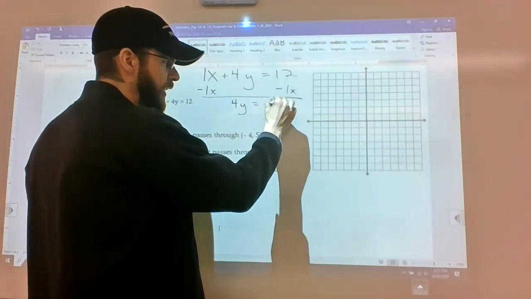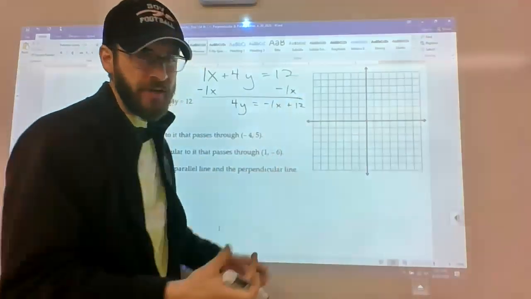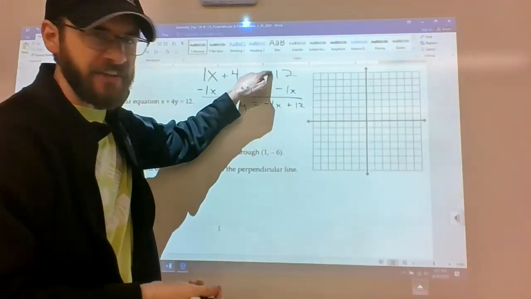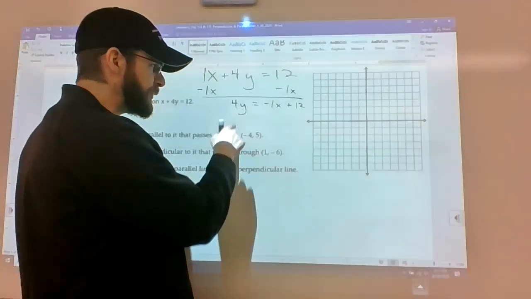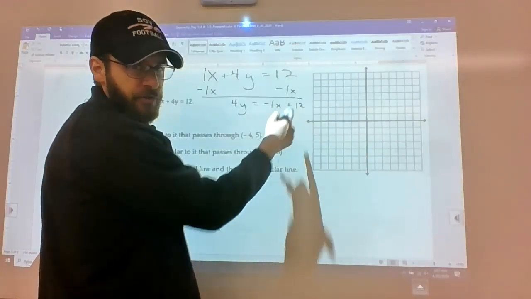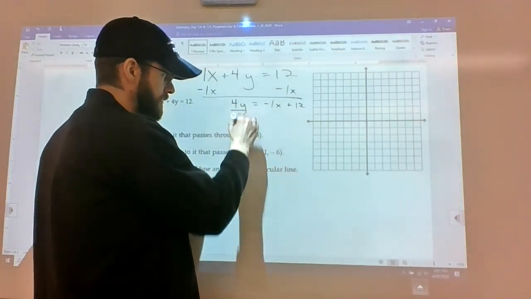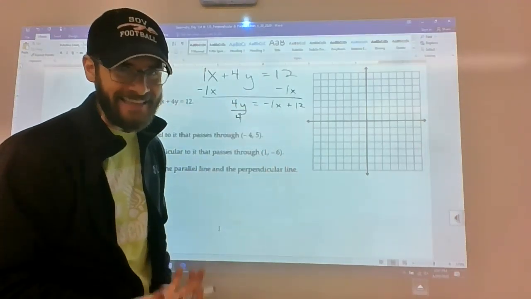4y then equals negative 1x plus 12. Remember, you can't combine the terms here, so you can't say that 12 minus 1x is 11x. It just doesn't work that way. Then we divide by all parts of the y so that we can get y completely by itself.